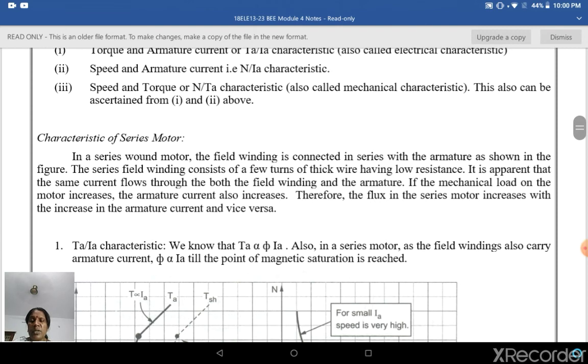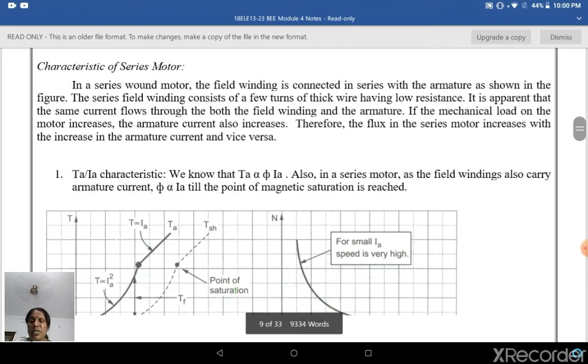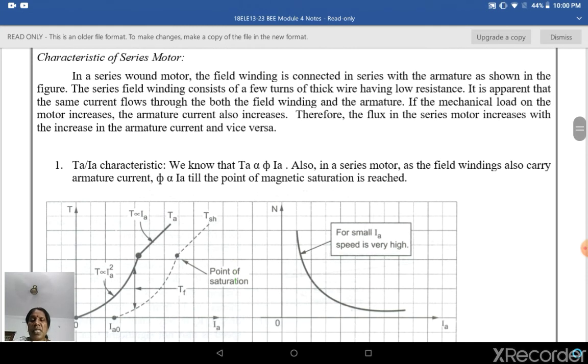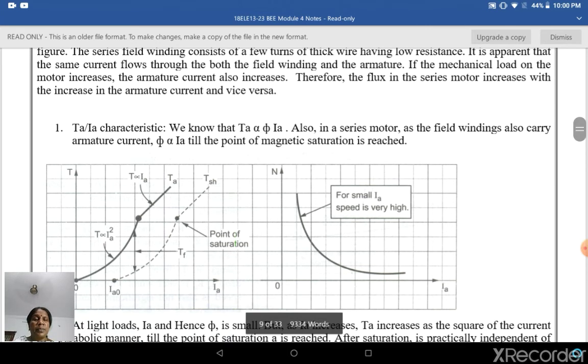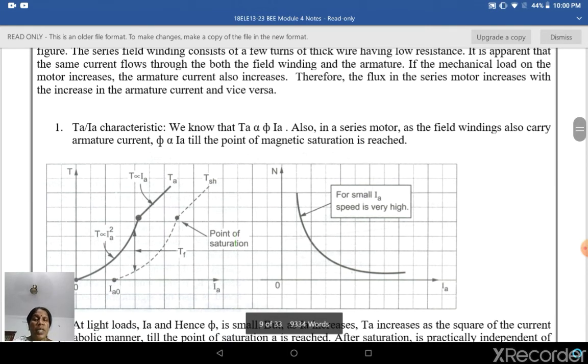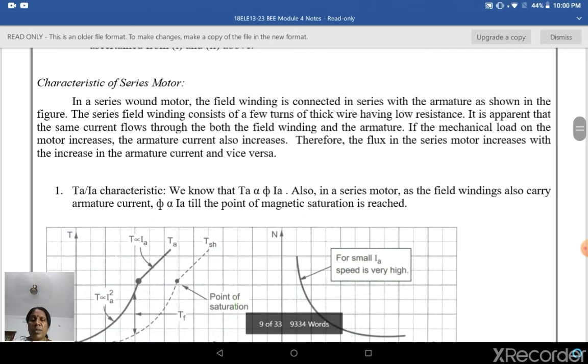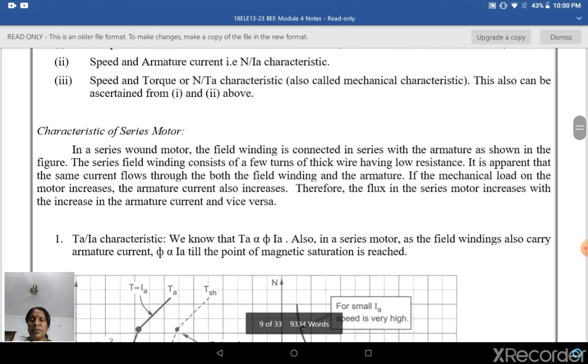Characteristics of a series motor. In a series wound motor, the field winding is connected in series with the armature as shown in the diagram. The series field winding consists of a few turns of thick wire having a low resistance. It is apparent that the same current flows through both the field winding and the armature. If the mechanical load on the motor increases, the armature current also increases. Therefore, the flux in the series motor increases with the increase in the armature current and vice versa.